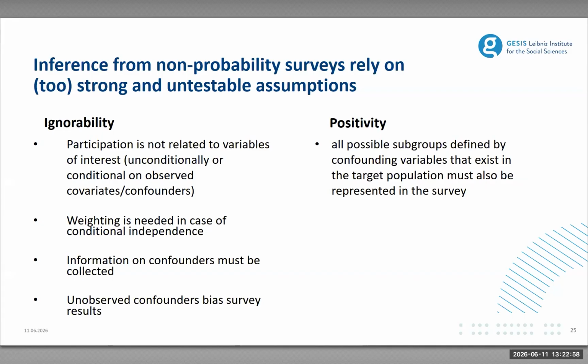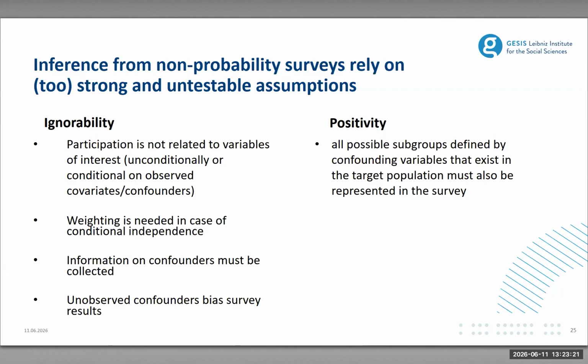So there's lots of mechanisms that we need to know in order to get rid of the selectivity by weighting and fulfill the ignorability assumptions. And it's really unlikely. So there usually are unobserved confounders, unobserved characteristics that determine participation.